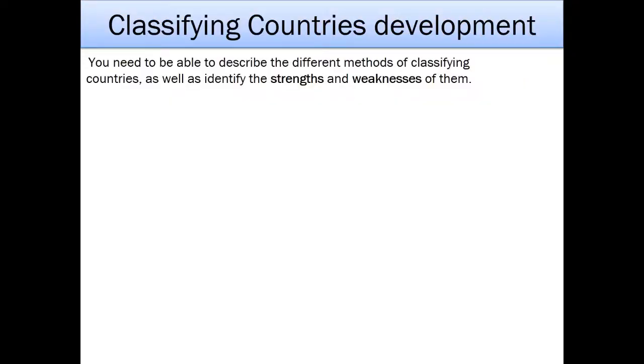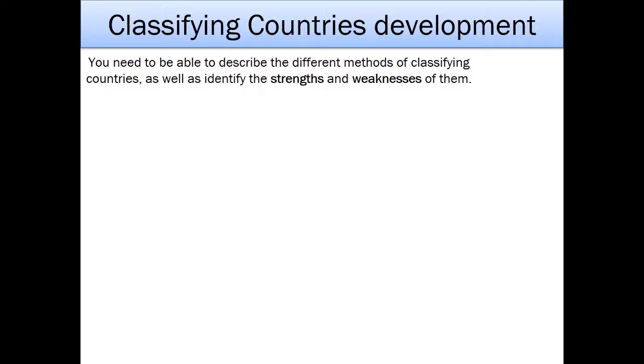Okay, so moving on to learning objective 2 of this lesson, we're going to look at classifying countries' development. So we need to be able to describe different ways that we can classify countries' development. And then we also need to look at these different classifications and what their strengths and weaknesses are. So what are the good things and the bad things about these different types of classification of development.